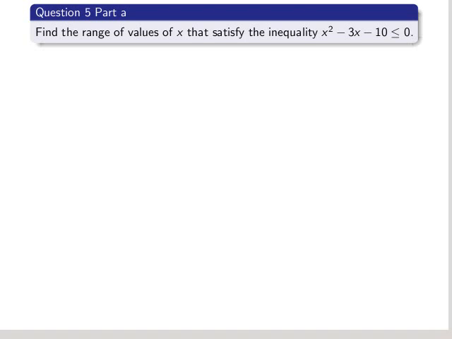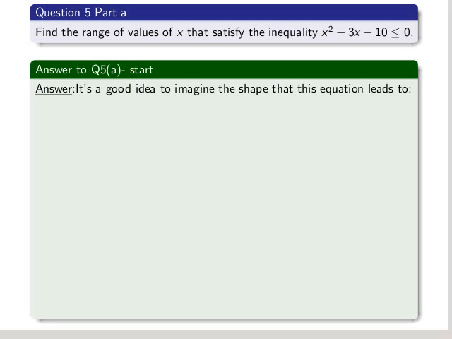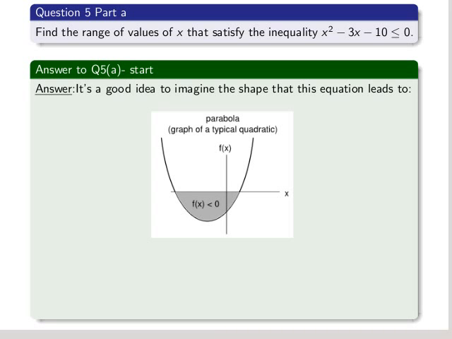Okay, part A, find the range of values of x that satisfy that inequality, x squared minus 3x minus 10, all less than or equal to 0. It's a good idea to imagine the shape that this equation leads to. Okay, there we have the graph of a typical quadratic, not necessarily this one.